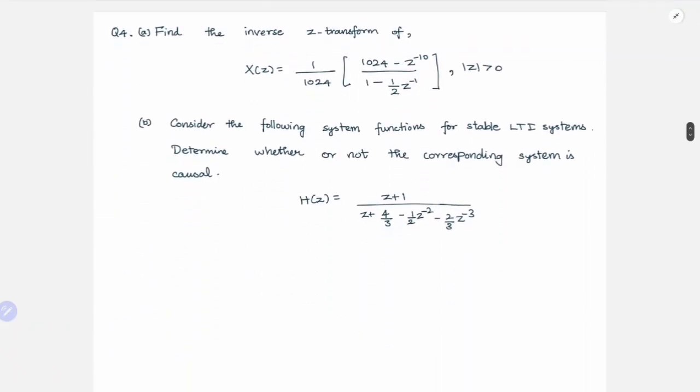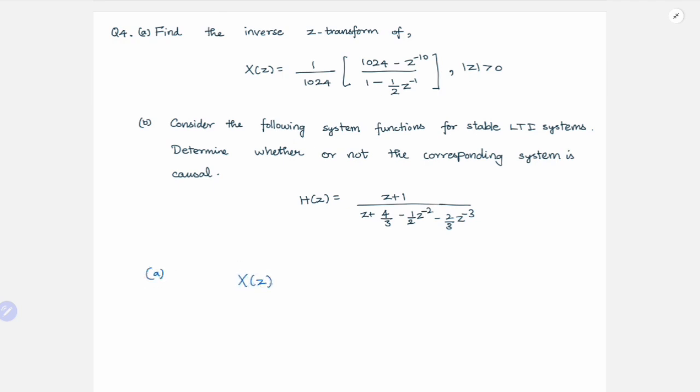So moving on to question 4. Find the inverse z transform of x of z equal to 1 by 1024 into 1024 minus z power minus 10 by 1 minus 1 by 2 z inverse for mod z greater than 0. Consider the following system functions for stable LTI system. Determine whether or not the corresponding system is causal. So we have two parts. So first let us start with the first one.